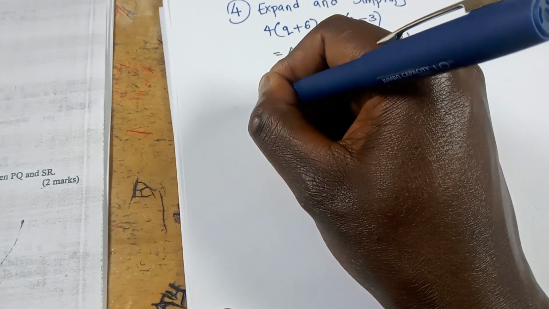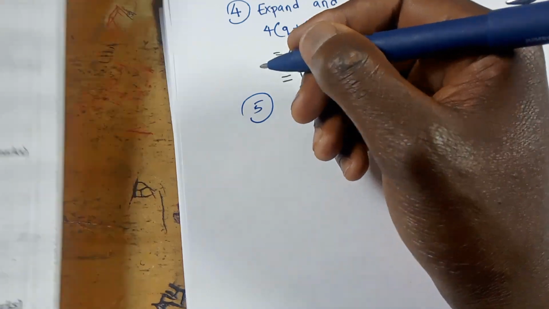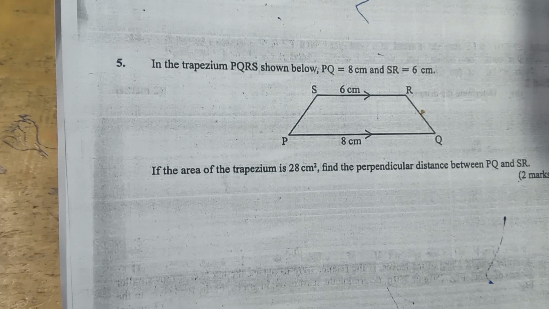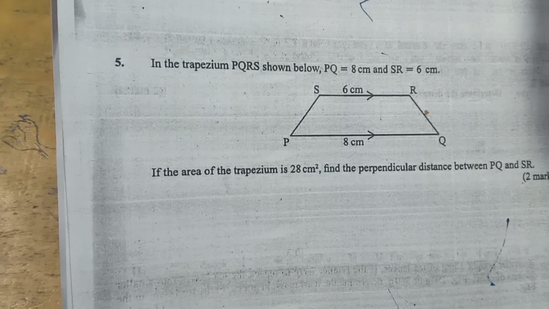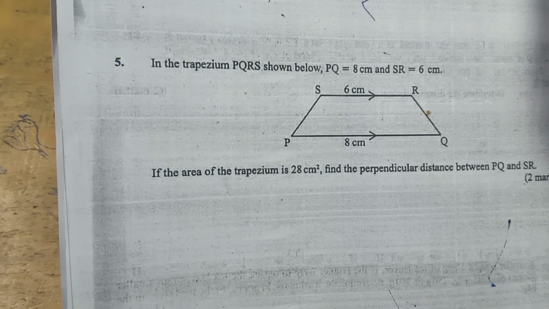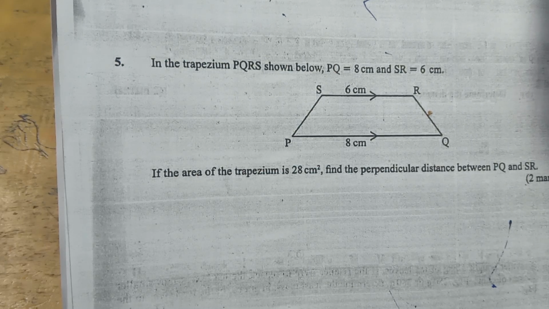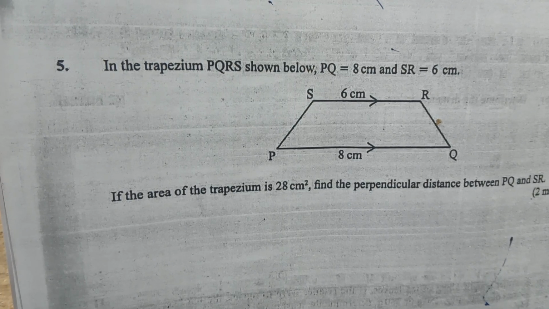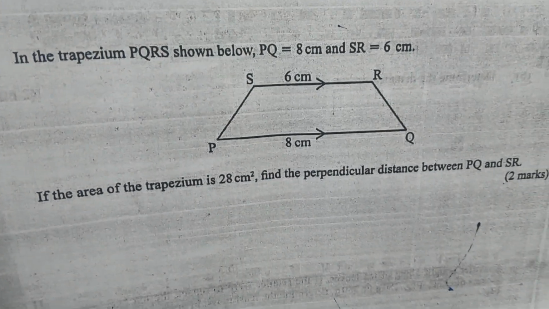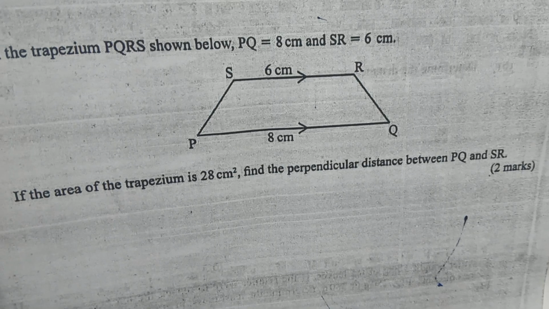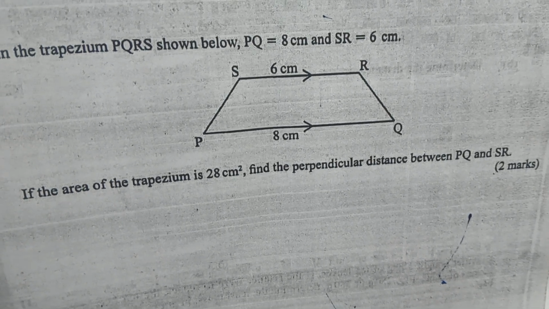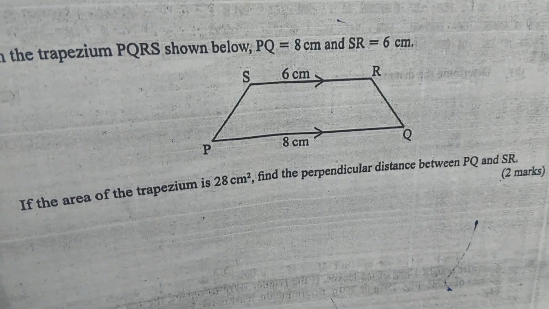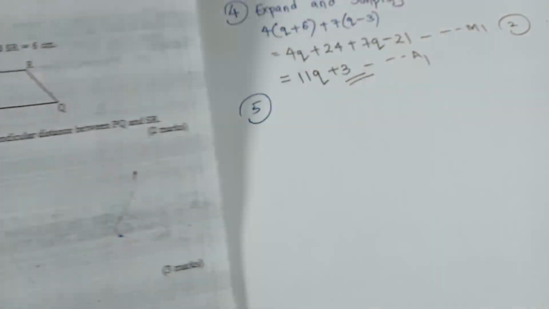Number 5, our question reads that in the trapezium PQRS shown below, PQ is equal to 8 centimeters and SR is equal to 6 centimeters. You can see the diagram clearly. Then the question reads, if the area of the trapezium is 28 centimeters squared, find the perpendicular distance between PQ and SR. So quickly, let's draw our diagram.